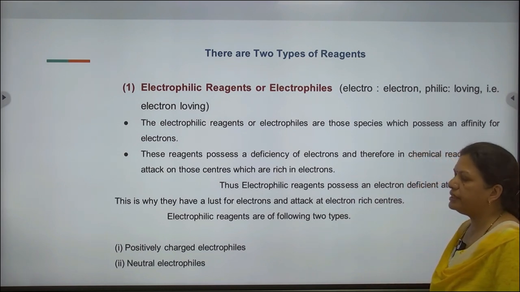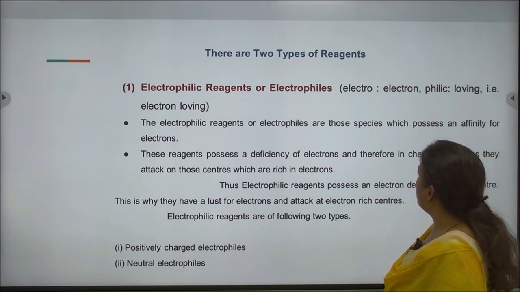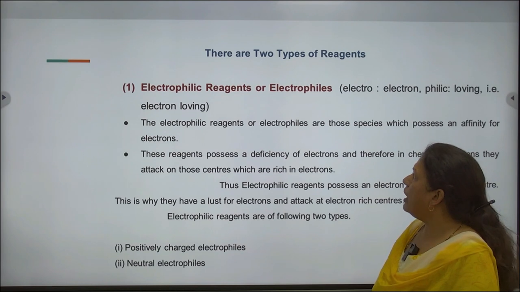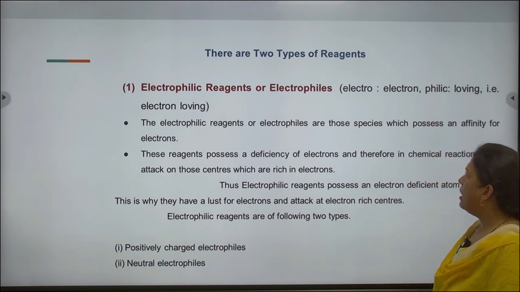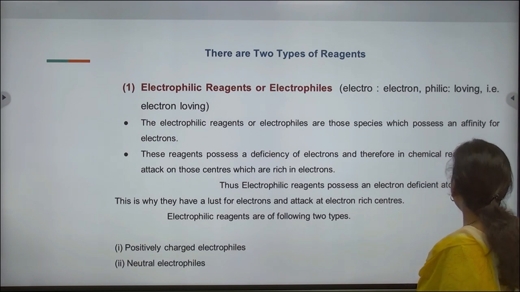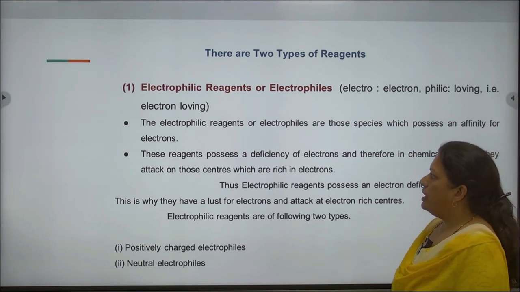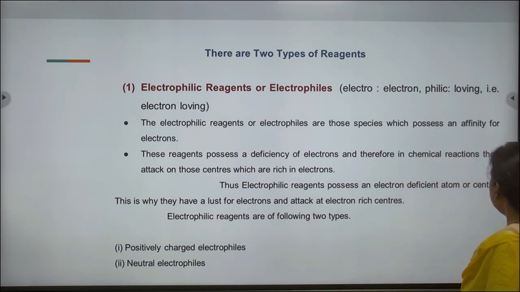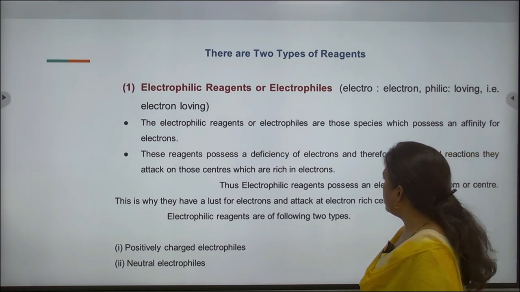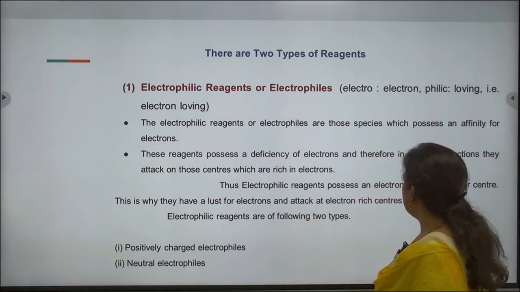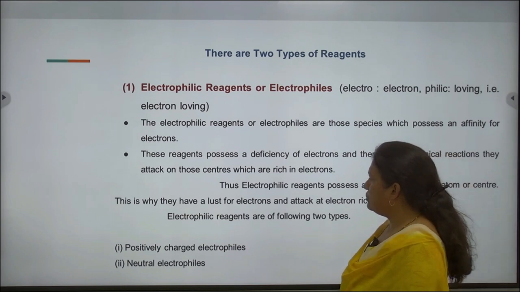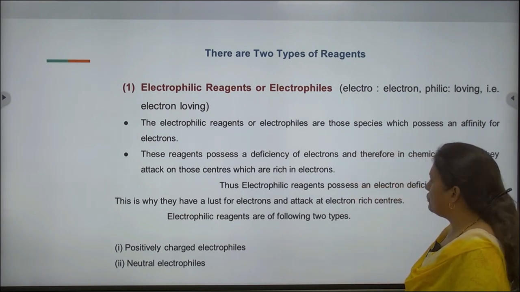Now, there are two types of reagents. Electrophilic reagents or electrophiles: electro means electron and philic means loving, so electrophilic means electron loving. The electrophilic reagents or electrophiles are those species which possess an affinity for electrons, and these reagents possess a deficiency of electrons, and therefore in chemical reactions they attack those centers which are rich in electrons. Thus, electrophilic reagents possess electron deficient atoms or centers. This is why they have a loss of electrons and attack at electron rich centers.